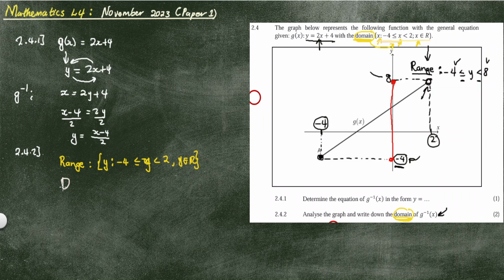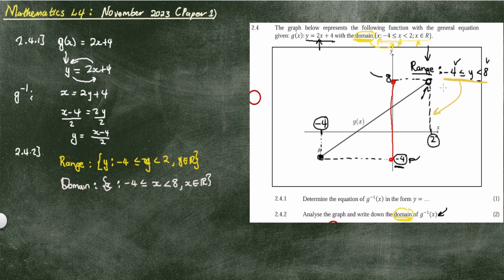This means that its domain, we are now answering the question, is going to be x, minus 4 less than or equal to x less than 8, where x is an element of real numbers. What happened is that I took the range of the original function and converted it into the domain for the inverse function. So this is how you deal with the domain of inverse functions.